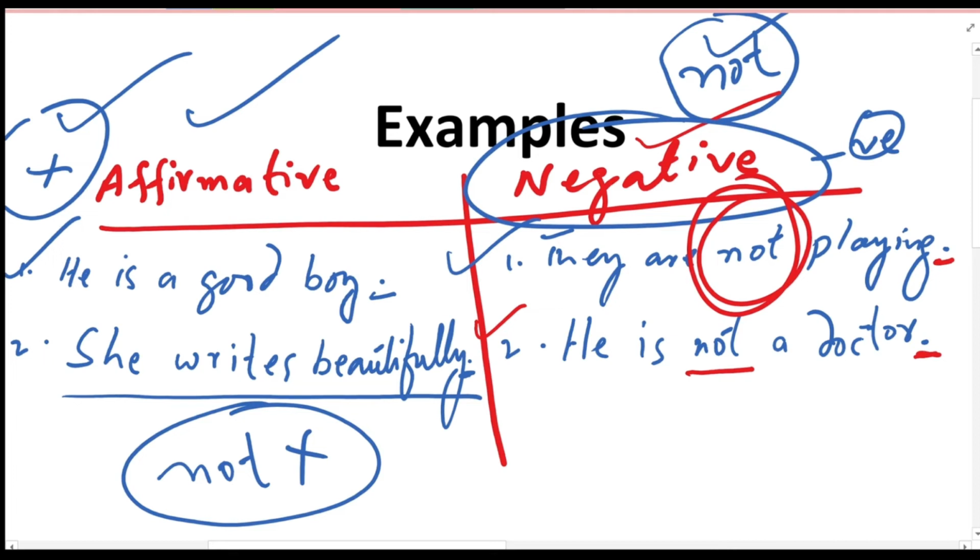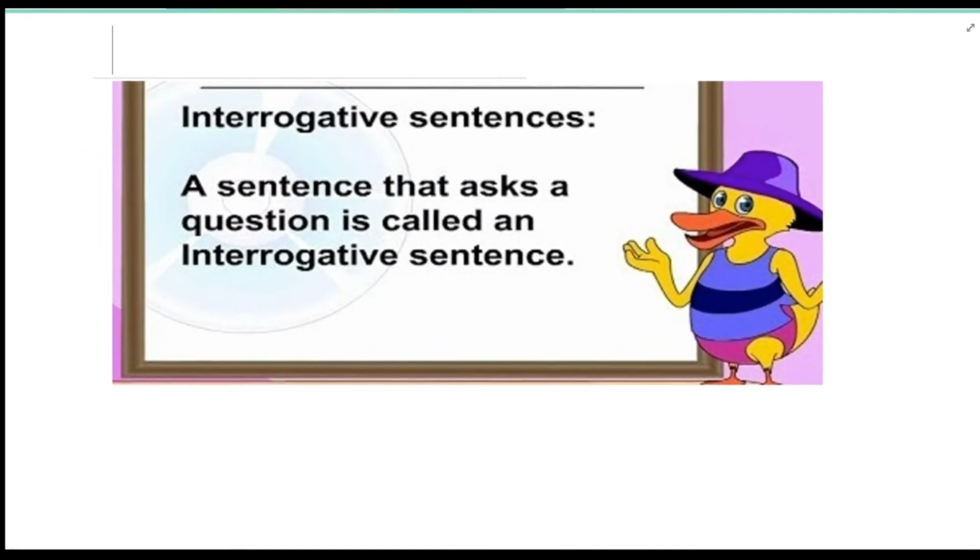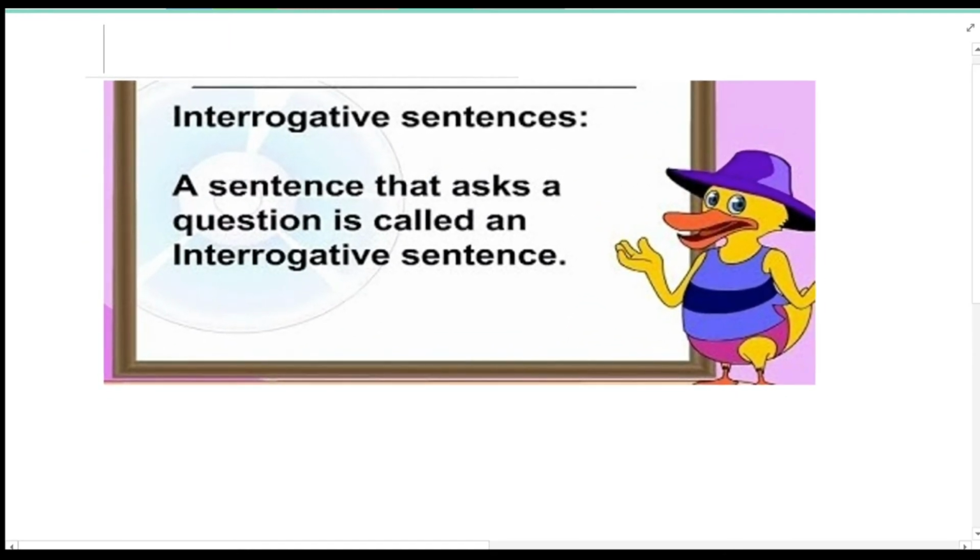So these all are the examples of declarative sentence in which there can be a positive sentence or there can also be a negative sentence. Next we have interrogative sentences. Now let's read out the definition. The definition says a sentence that asks a question is called an interrogative sentence. Simple as that. All the questions are called interrogative sentence.